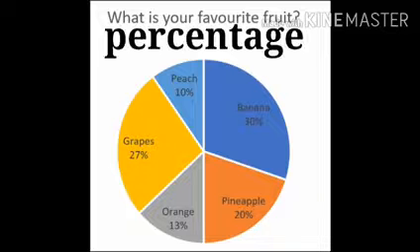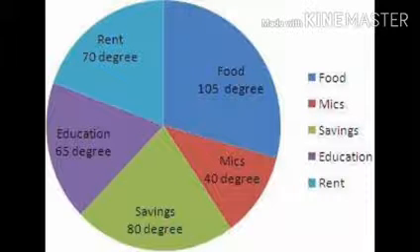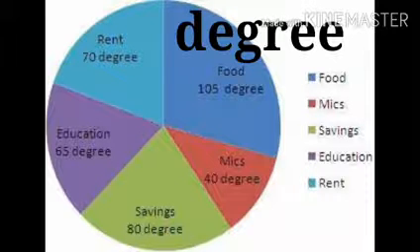as you can see in this picture, like grapes 27%, orange 13%, pineapple 20%. So here the information is given in percentage. In this next one, the information is given in degrees. It's inside the circle but in degrees, like education is 65 degrees, rent is 70 degrees, food shows 105 degrees. So here all the information is given in degrees.